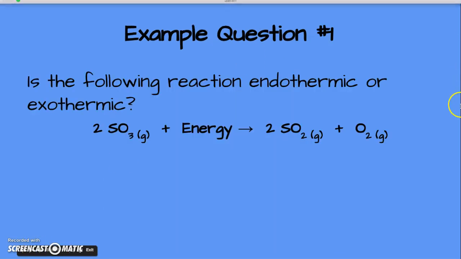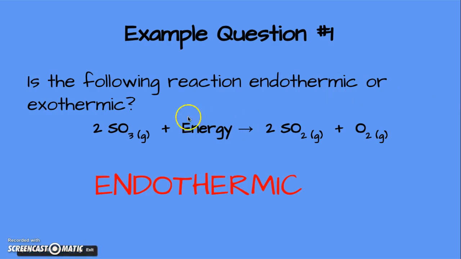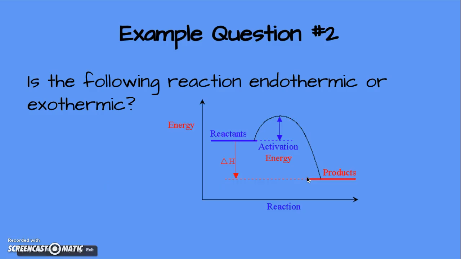Here is an example question for an exothermic and endothermic reaction. So is the following reaction endothermic or exothermic? We know that this reaction is endothermic because energy is being put into the reaction. Now here, by looking at the graph, is this reaction an endothermic or exothermic reaction? And we know that this is an exothermic reaction because it releases energy or heat.